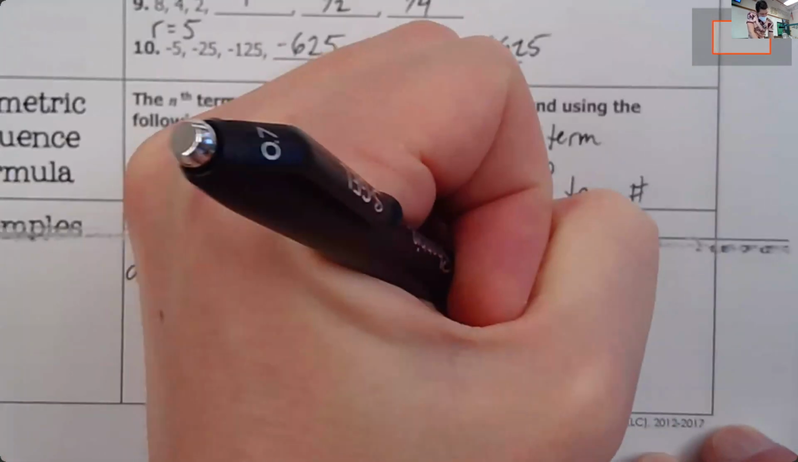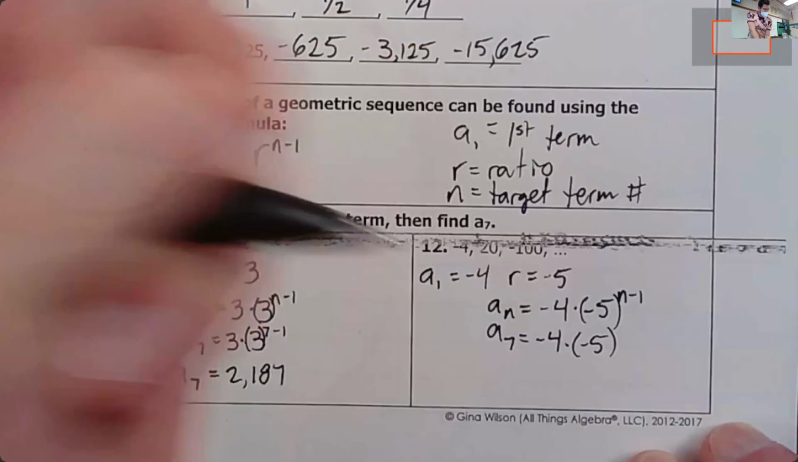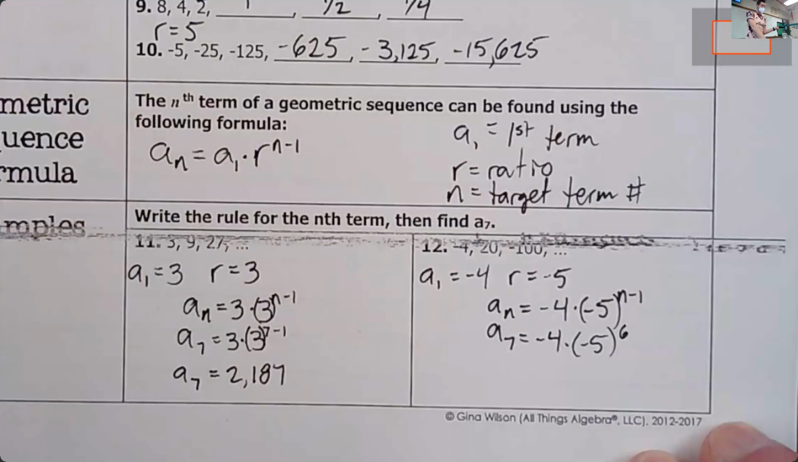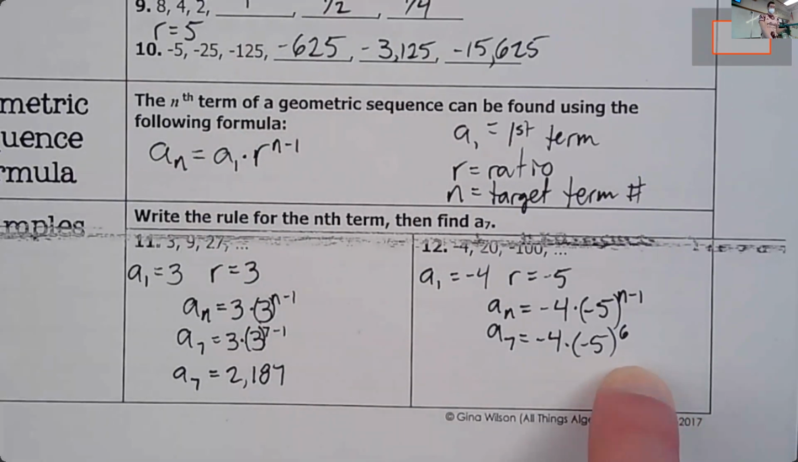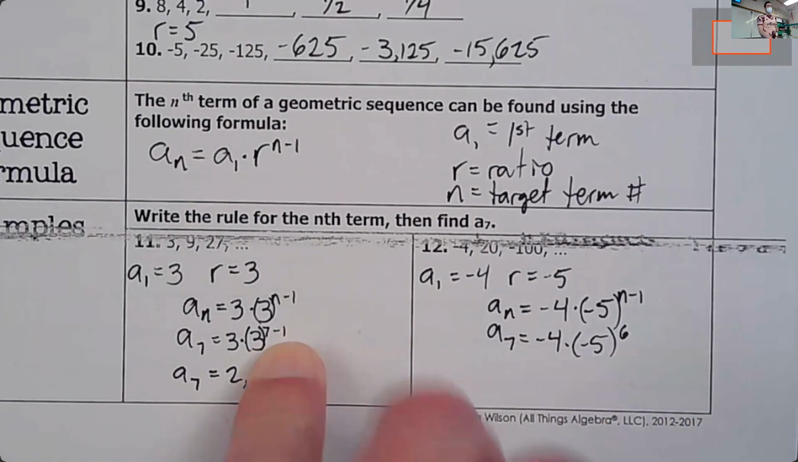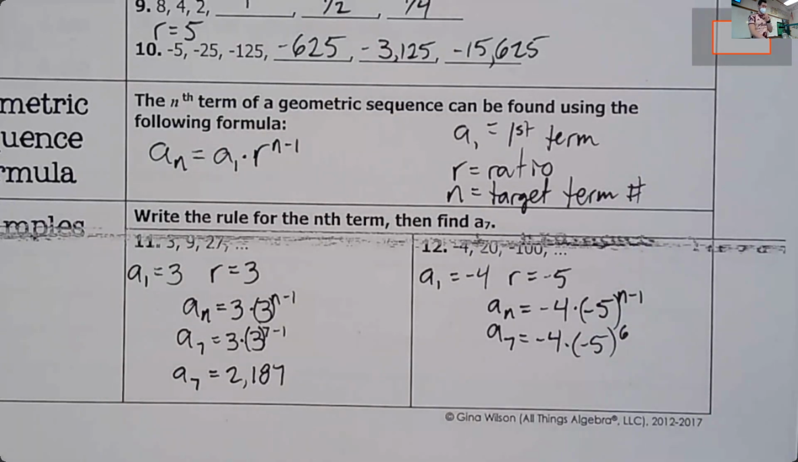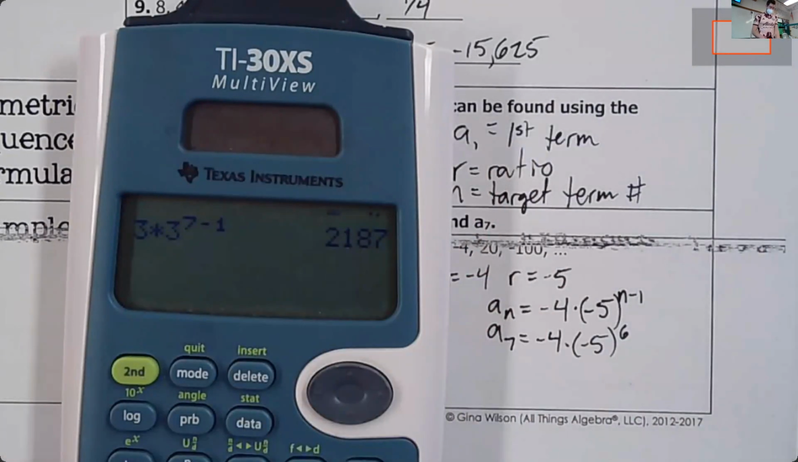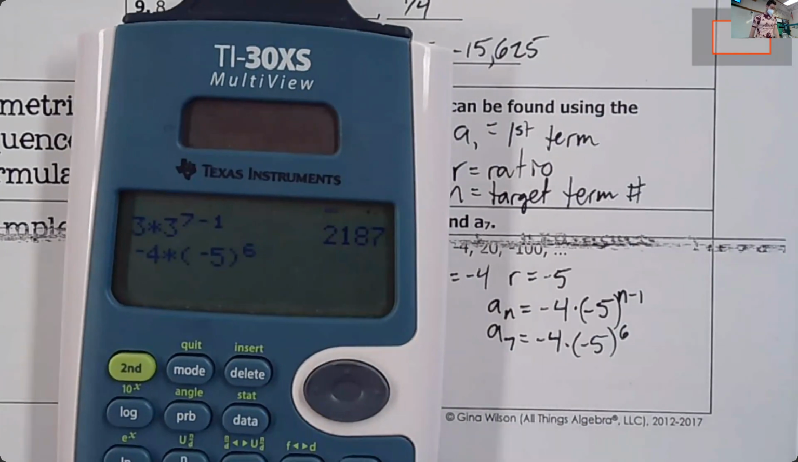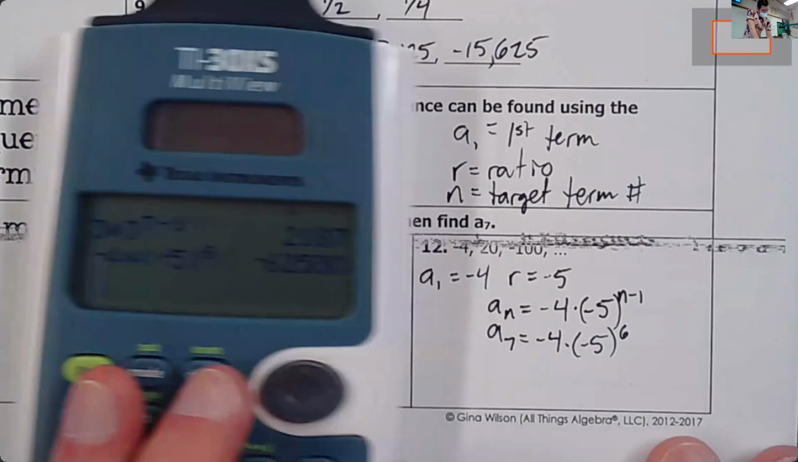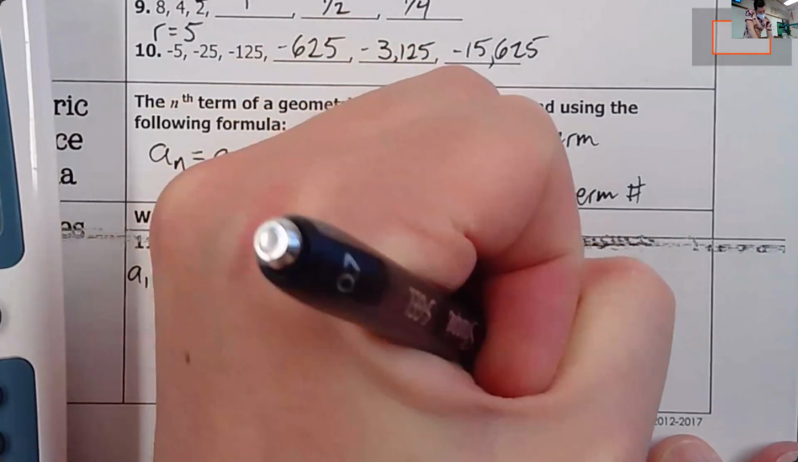And that's going to be -4 times -5 to the 7 minus 1, which is just 6. You could write the result of the subtraction. You don't have to write the 7 minus 1 or the 10 minus 1 or whatever that is minus 1. You can just write the result of what happens when you subtract 1. And so we're going to end up here with -4 times, in parentheses, -5 to the 6th power. And that gives us -62,500. So the 7th term in the sequence is -62,500.